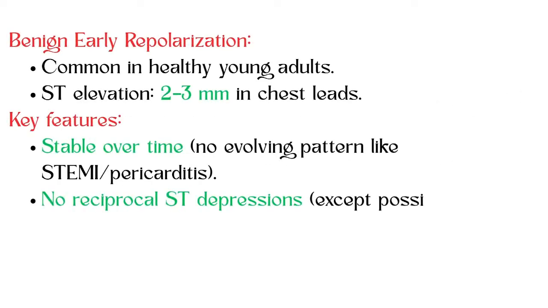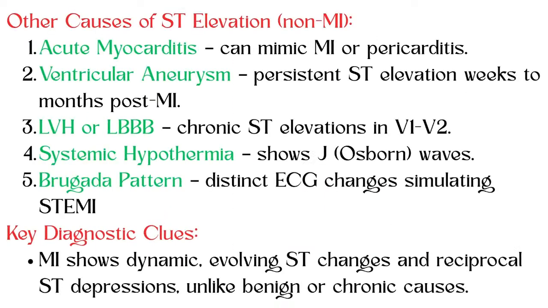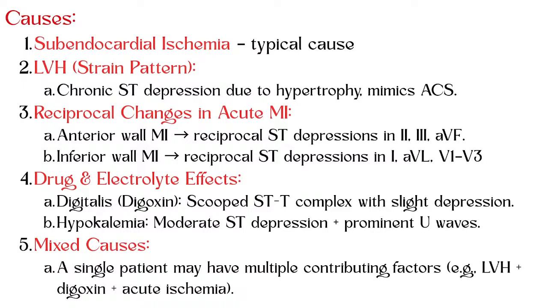Not all ST elevation signals a heart attack. Conditions like early repolarization, pericarditis, myocarditis, ventricular aneurysm, or even hypothermia can produce similar patterns on an ECG. ST depression isn't always due to ischemia. It can also appear in left ventricular hypertrophy, digitalis effect, low potassium, or as reciprocal changes in another area of the heart.